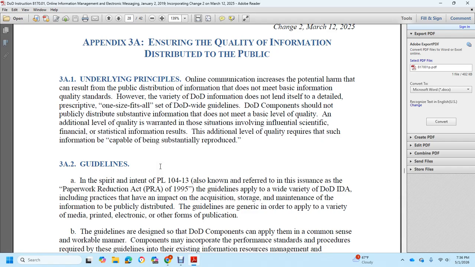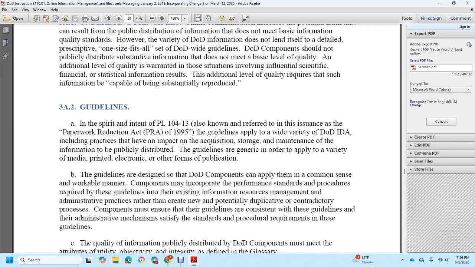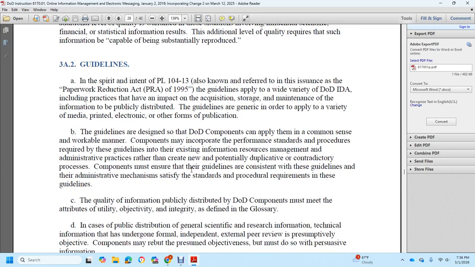The guidelines are generated in order to comply with a variety of media, printed, electronic, or other forms of publication. They are designed so that the DoD components can comply with common-sense, workable standards, incorporating performance standards and procedures where the guidelines exist. The components must ensure that the guidelines are consistent, avoiding duplicate or contradictory processes, and that administrative mechanisms satisfy the requirements of the guidelines for information publicly distributed.